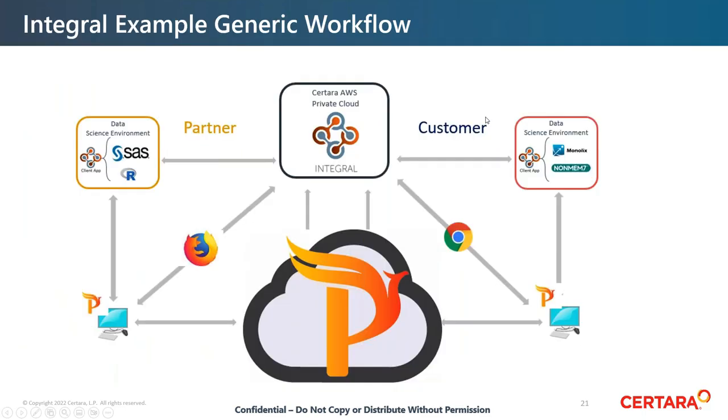Okay. So what is an example of a workflow? So I'm actually going to show this during my demo, but I want to show conceptually a flow diagram of kind of a generic workflow. So this big cloud icon, this is Phoenix hosted in AWS. If you have it along with Integral, Certara hosts Integral in an Amazon Workspaces private cloud, and Phoenix can interface with Integral. So data is in Integral, the analyst can pull the data into Phoenix, run an analysis, and then save it back to Integral.